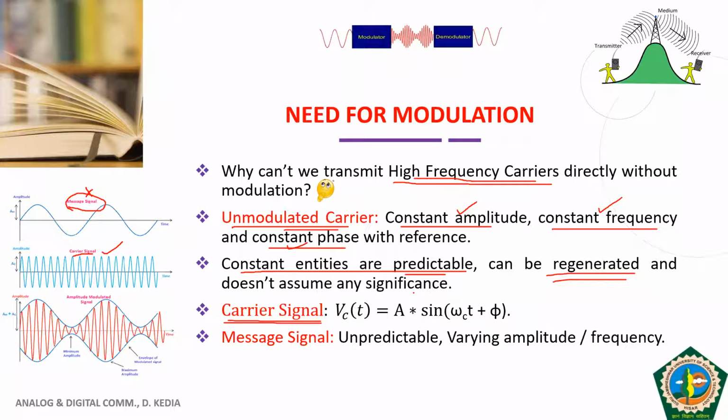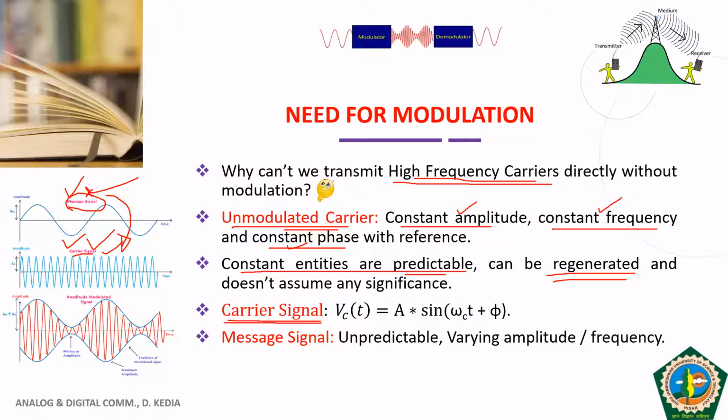So in communication, whatever is constant does not have significance in terms of its utility. So you can assume it like this: your message is variable and your carrier is constant. We need to transmit this message signal through this carrier. So we need both, the message as well as the carrier signal. Both are indispensable for us. That's why we cannot transmit high frequency carriers directly without modulation. I hope all of you have understood this.